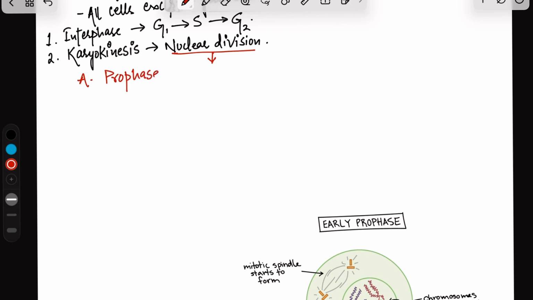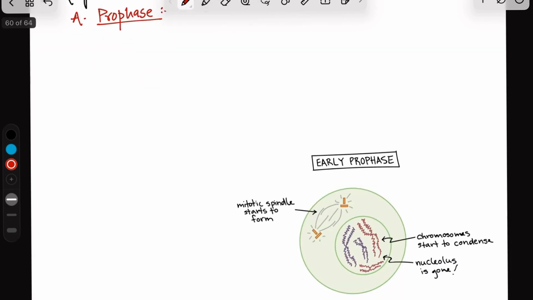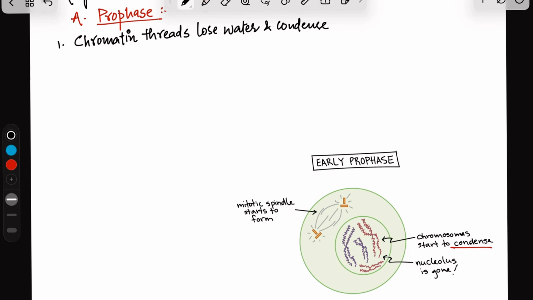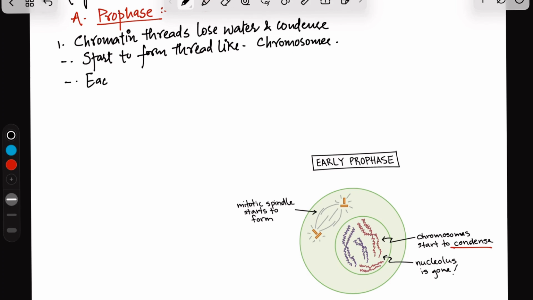First is prophase. What happens in prophase is that nuclear division of mitosis begins with this stage. Chromatin threads lose water and they start to condense. In this diagram below you can see the chromosomes have started to condense. Chromatin threads coil like a cylindrical spring and become shorter and thicker to form chromosomes. We can visibly see the chromosomes in this stage.